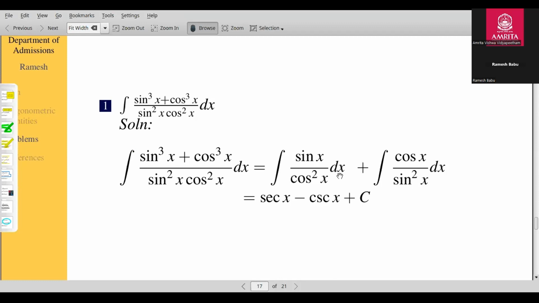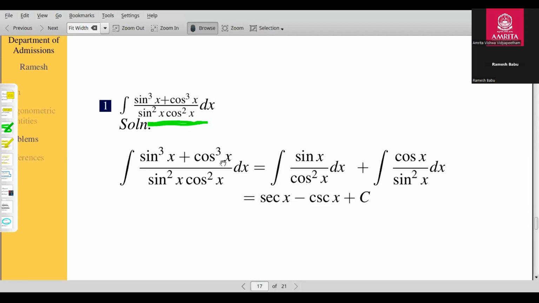Integration of secant x tan x into dx. We can directly write down that the integration of secant x tan x is nothing but secant x. So even though I'm not doing any substitution here, I'm only doing simplification. So the simplification of this term is very important. I bring in those two terms. A single term is transformed into two terms. That is the idea.